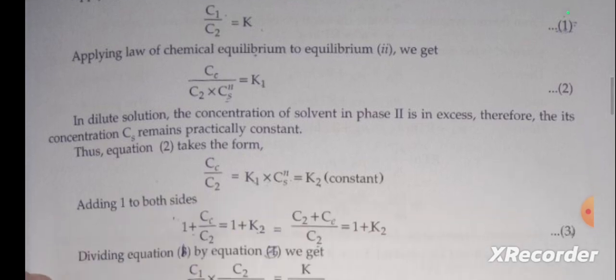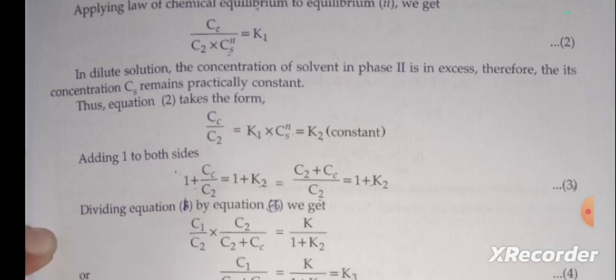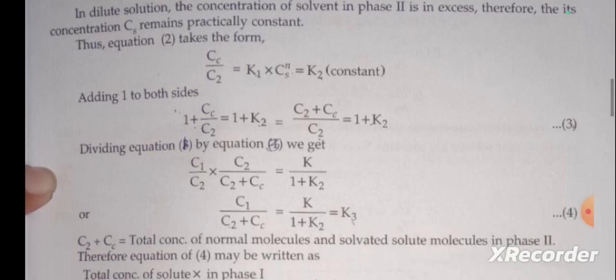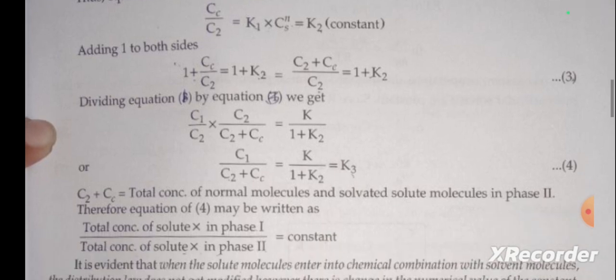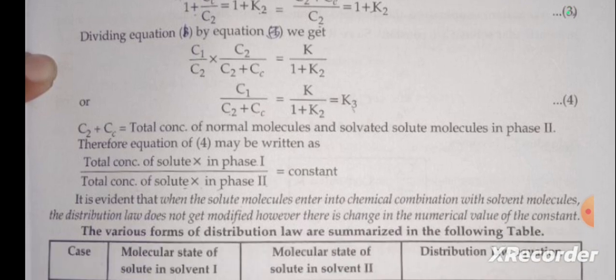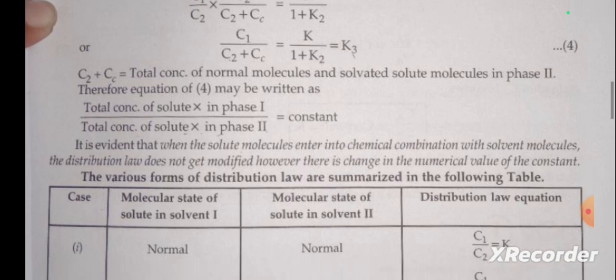In dilute solution, the concentration of solvent in phase 2 is in excess, therefore its concentration Cs remains practically constant. Thus equation 2 takes the form Cc/C2 = K1 x Cs^n = K2. Adding 1 to both sides, 1 + Cc/C2 = 1 + K2, so (C2 + Cc)/C2 = 1 + K2. Dividing equations, C1/C2 multiplied by C2/(C2 + Cc) = K/(1 + K2). So C1/(C2 + Cc) = K/(1 + K2) = K3.